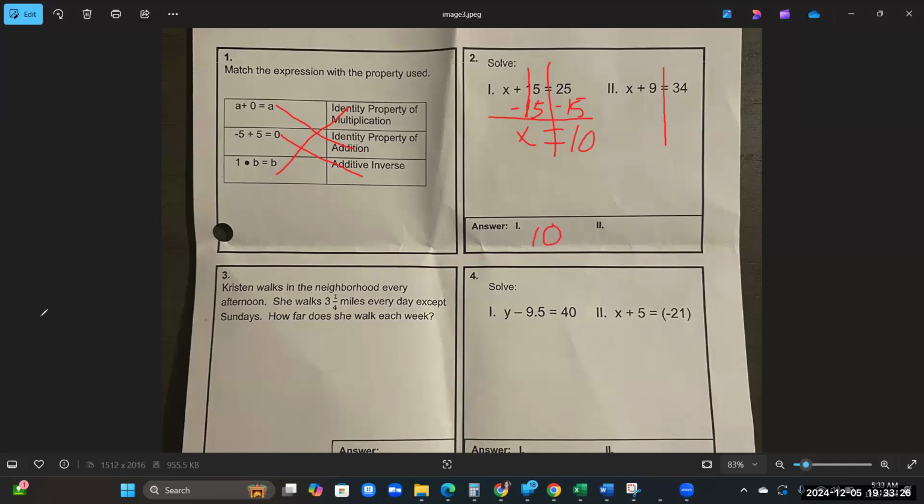All right, the same on the other side. They added 9, so we would do the inverse, which is subtract 9. That leaves us with 25.